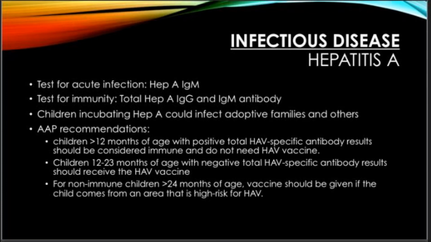Again, children who are incubating Hep A could affect adoptive families and others, so it's very important that not only the traveling members who are going to pick up the children, but also any close contacts in the home who are going to be interacting with the child be immunized themselves. But it's also important to test these kids for active infection just because you can give secondary prophylaxis to the people who come in close contact with them as well.